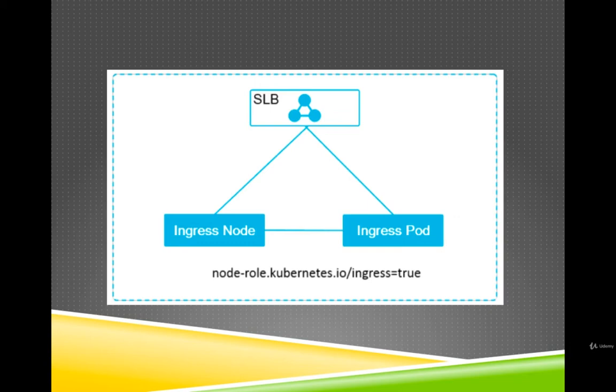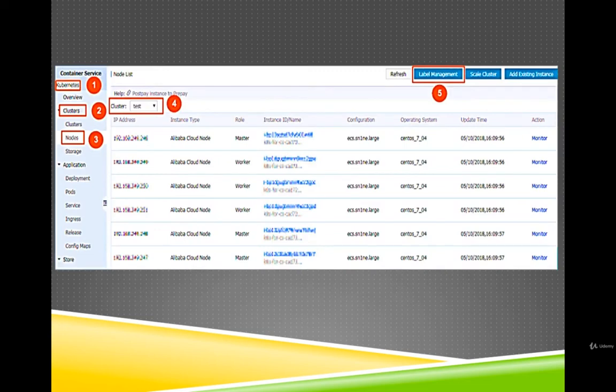Log on to the container service console, click Kubernetes, clusters and then nodes in the left side navigation pane, as we have been doing. Select the cluster from the cluster drop-down list. View the instance ID of the worker nodes and then click label management in the upper right corner, as you can see on the screen. The label management page appears.